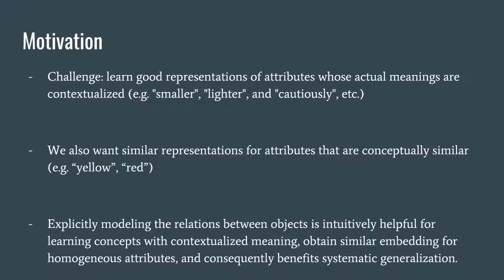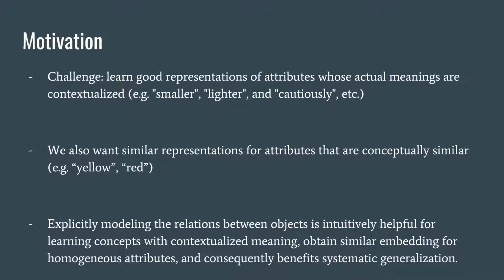So this is the concept of systematic generalization, and what motivates our work is that we found systematic generalization is really interesting to explore, and at the same time learning good representations of attributes whose actual meanings are contextualized, for example those smaller, lighter, or cautiously things that we have observed in the real life example in the previous slide, is actually a quite challenging task. And in order to achieve systematic generalization, we might also want similar representations for attributes that are conceptually similar, for example yellow and red, because they both refer to the attribute of color.